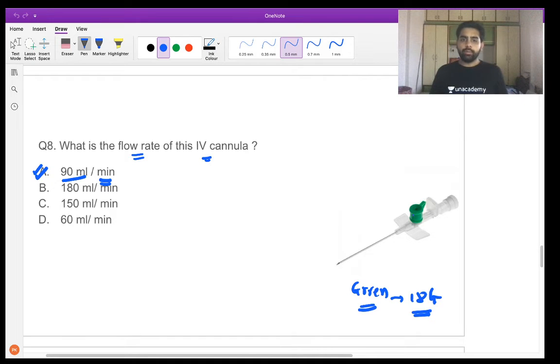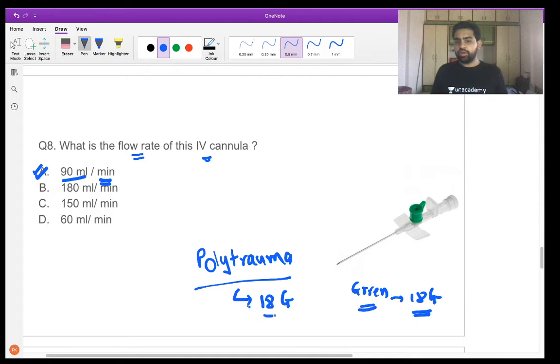But if we talk about patients of polytrauma, okay, so if you have a patient of polytrauma, in these patients the preferred cannula to be inserted is a green cannula. Please understand, 18 gauge cannula is the preferred IV cannula to be inserted in patients of polytrauma. Why? Because in patients of polytrauma, the recent ATLS guidelines say that you have to insert 2 IV lines, one in each arm, and this has to be an 18 gauge cannula. Okay, so please understand this.